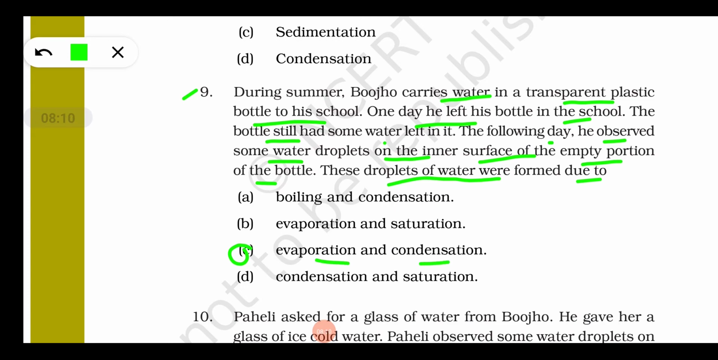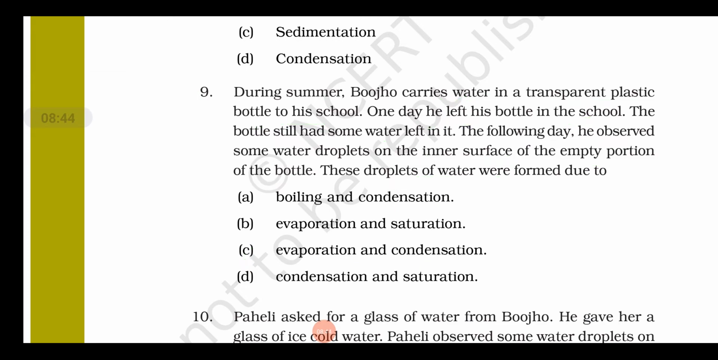See what happens. Water droplets were formed inside the bottle now. During the summers the temperature is very high, so water gets heated in the plastic bottle. Okay, so it evaporates, and this happens because the water vapor reaches the lid of the bottle. Okay, and at the lid of the bottle, these evaporated water droplets condense and form water droplets. So they get collected on the empty portion of the bottle. I hope you got it.